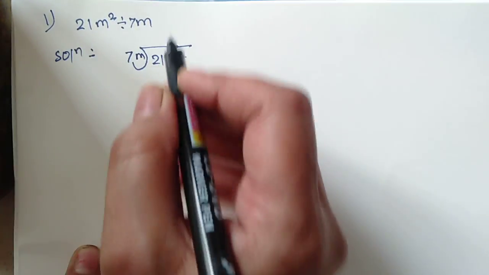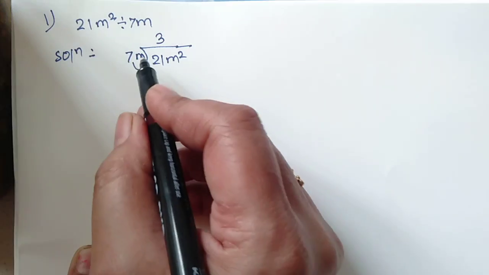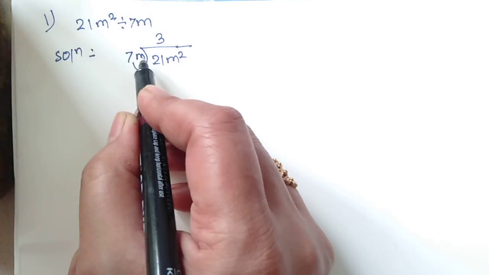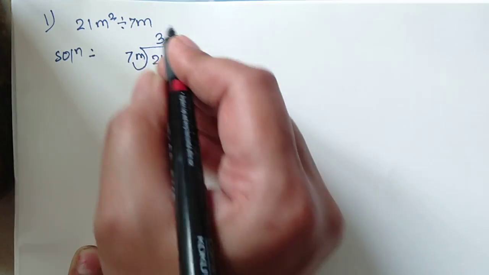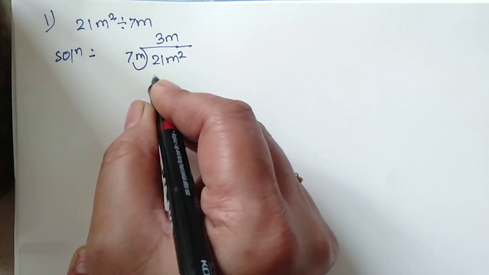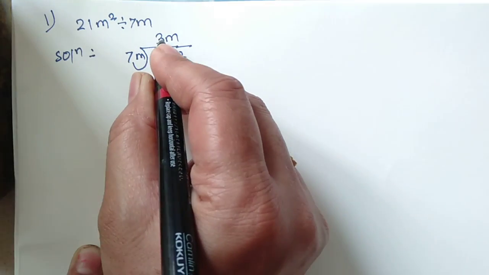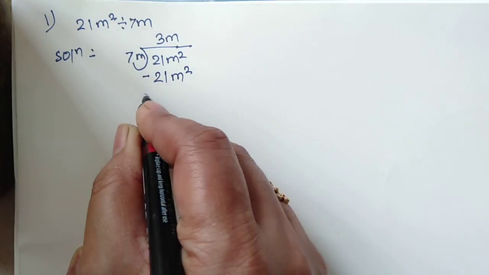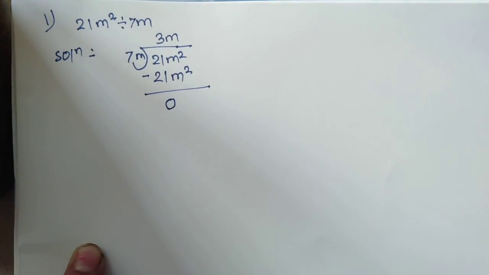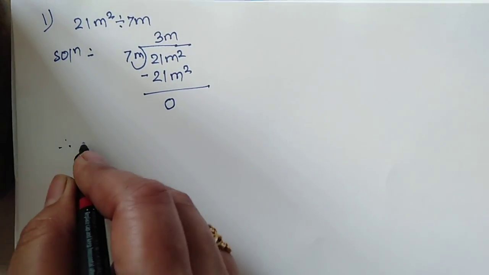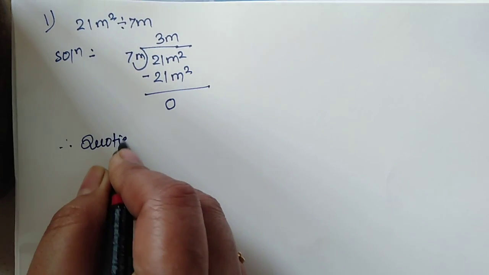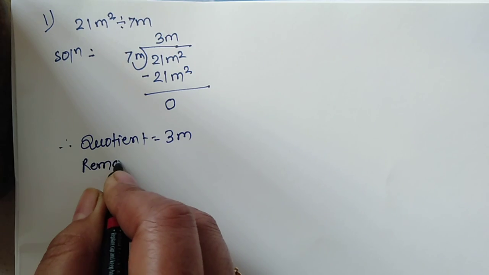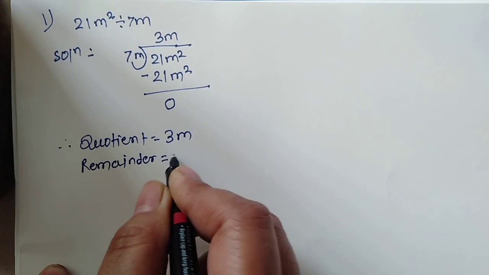So we know that 7 3s are 21. And what do we want? M square. So m is already given in the divisor. So m into m is m square. So 7m into thrice m is 21m square. Take the subtraction here. Remainder is 0. So therefore quotient is equal to thrice m. Remainder is equal to 0.